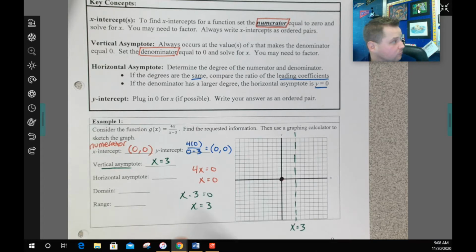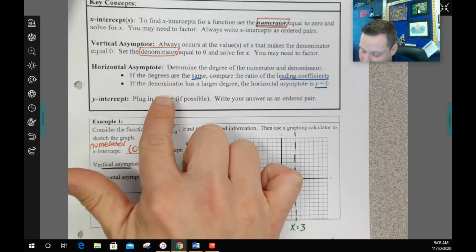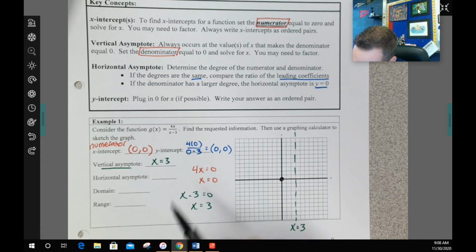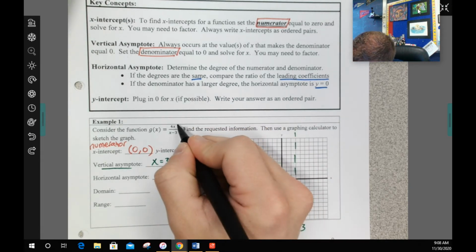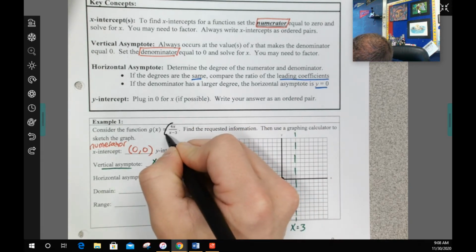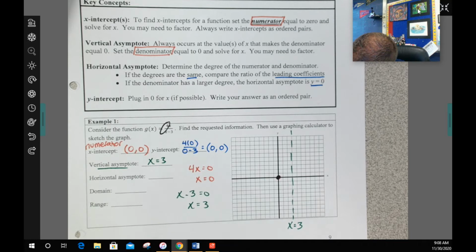Horizontal asymptote, that's where we have our two scenarios. So if they're the same or different, we do different things. In this case, both my degrees are the same. So in black, I'm going to circle my leading coefficients. We got 4 and 1.